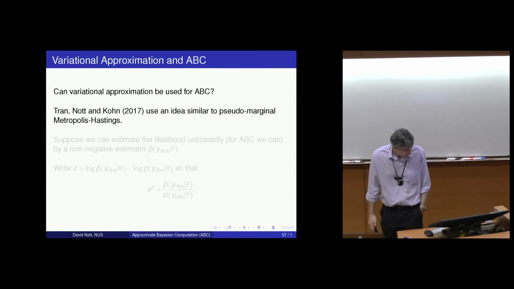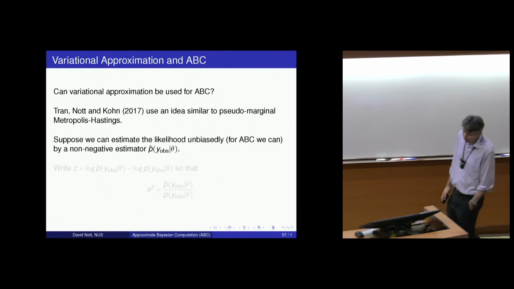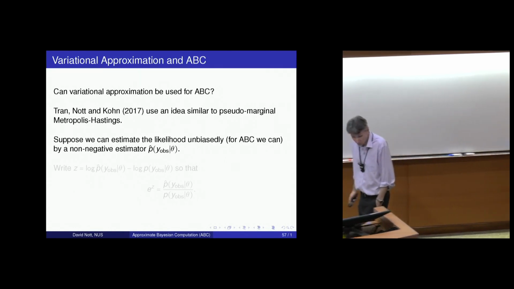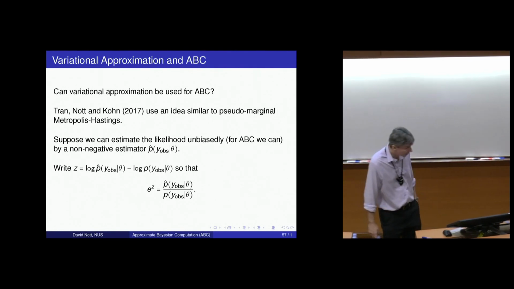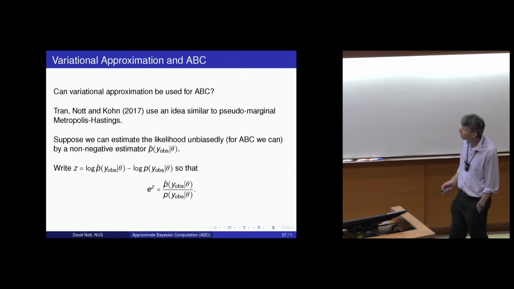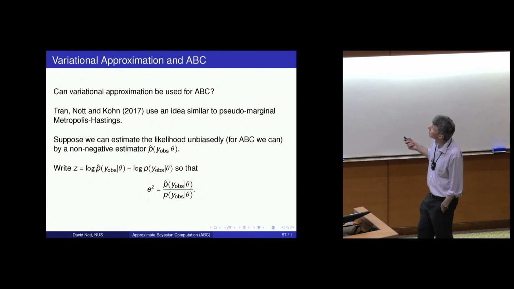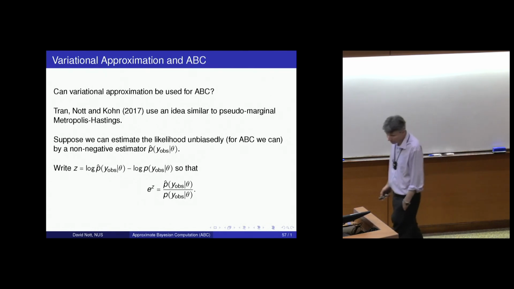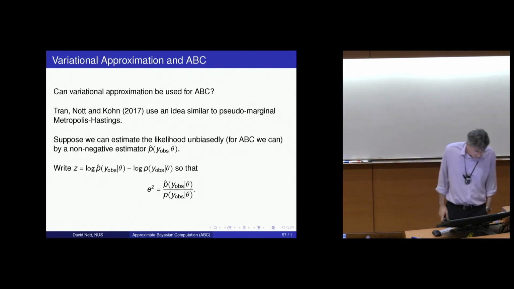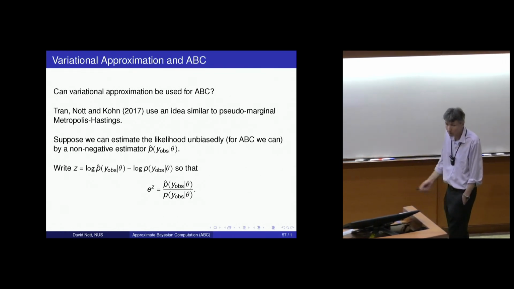Now, can variational approximation be used for ABC? Yes, it can. So suppose we can estimate the likelihood unbiasedly. We saw earlier that we could do that for ABC. So suppose we have some non-negative estimator, p hat of y_obs given theta. Let's define z in this way. It's the difference between the log estimated likelihood minus the true log likelihood. So e to the z is this ratio of p hat of y_obs given theta divided by p of y_obs given theta. So z is this variable that in some sense encapsulates all the randomness that's going into the likelihood estimate.